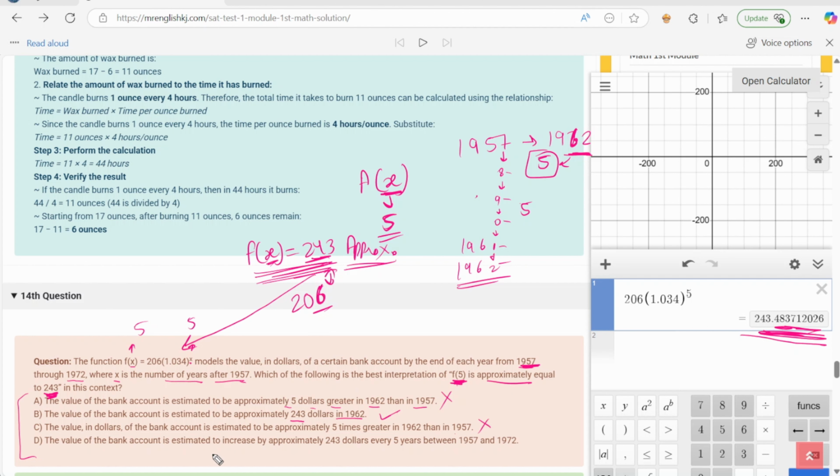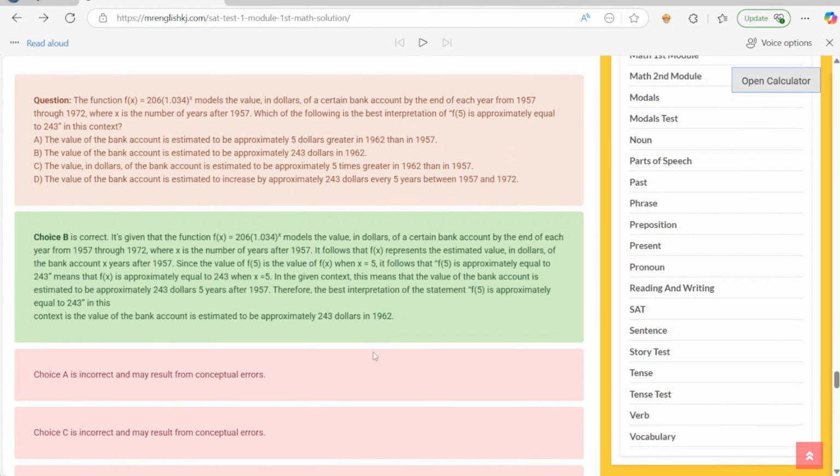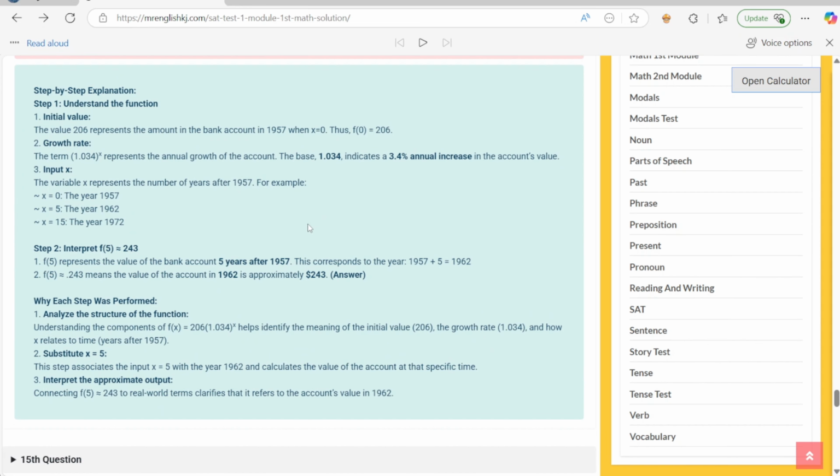The value of the bank account is estimated to increase by approximately $243 every 5 years between 1957 and 1972. Approximately 243 would mean this was the initial value, plus we add 243. Now it is saying every 5 years we add 243 to the initial value, but we're not saying anything in the question that we add this to the base value. So wrong. And we have done the calculation also, so we know obviously it is wrong. Now look here. E is our correct answer. It is giving you the interpretation. Here you can see everything in detail, that is explaining to you.